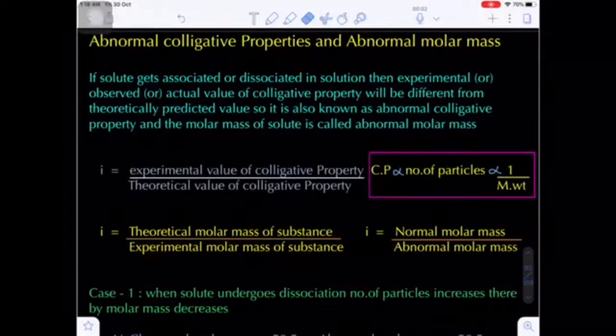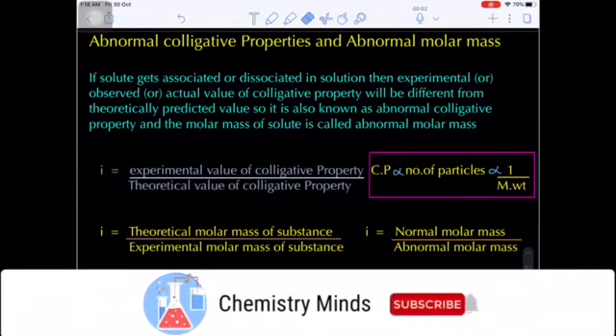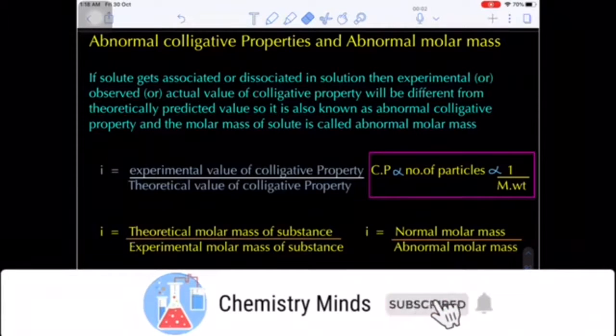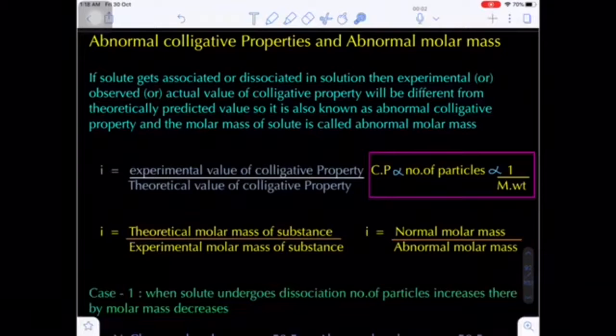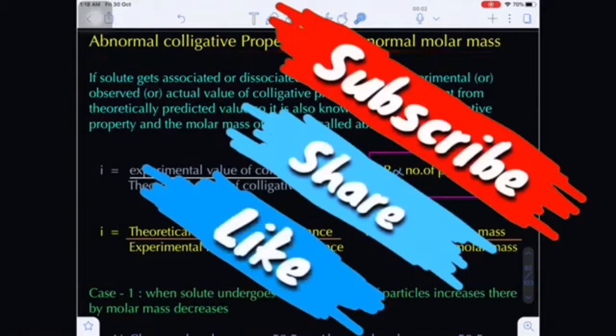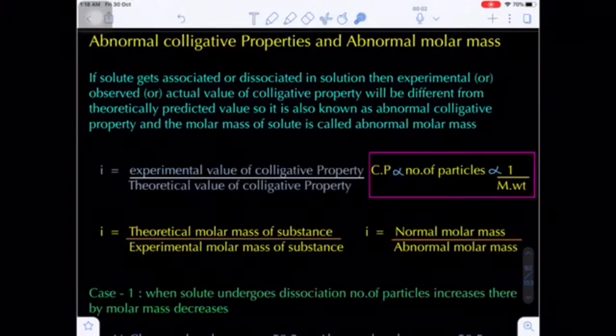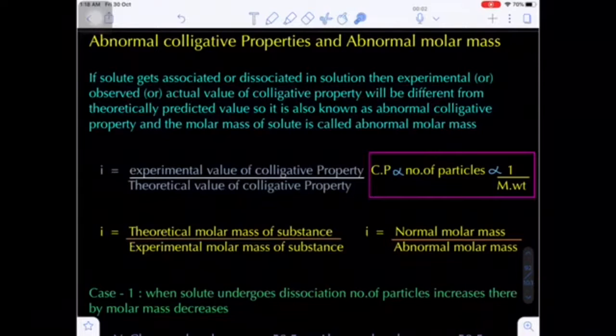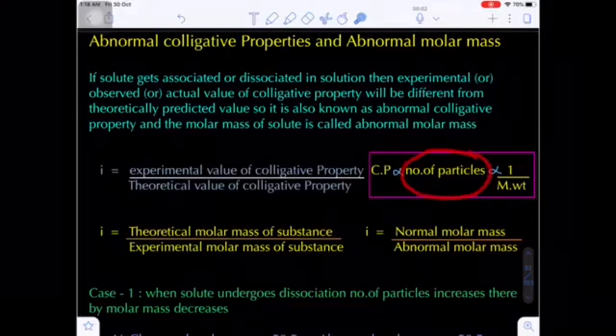Students, in the last lecture we just started the colligative properties and iota, that is the Van't Hoff factor, and abnormal colligative properties. What is the definition of colligative properties? The properties of a dilute solution which depend upon the number of solute particles, irrespective of the nature of the solute. Only those properties which depend upon the number of particles of a solute are known as colligative properties.